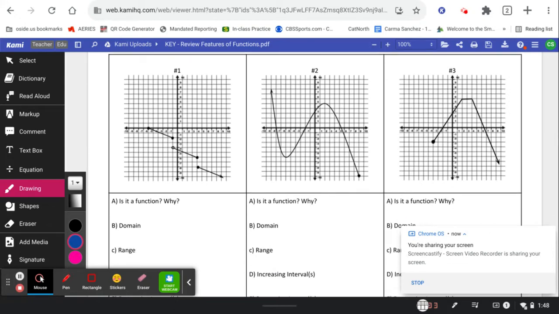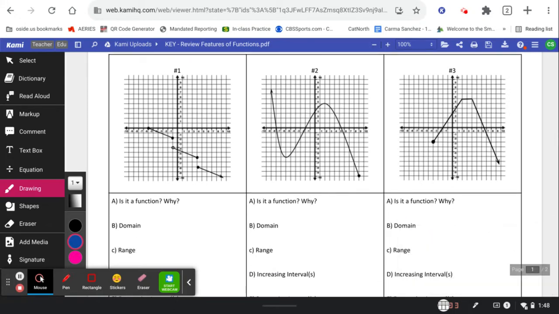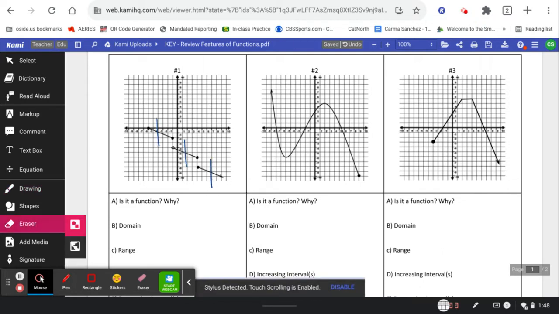Okay, let's look at these graphs here with this review of features of functions. We're going to start first with the first one that says, is it a function? Remember that the definition of function is for every x, there's only one y. And a lot of you remember doing this vertical line test. If it touches once anywhere on the graph, then yes, it's a function.